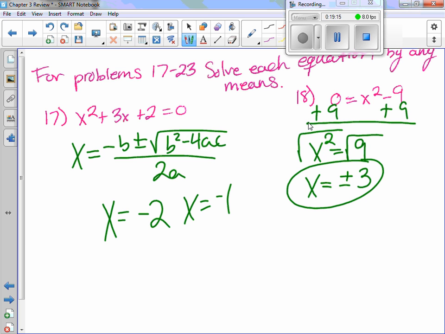And even if it's not 0 equals, you can move everything over and make it 0 equals and plug it in. Questions on this here?